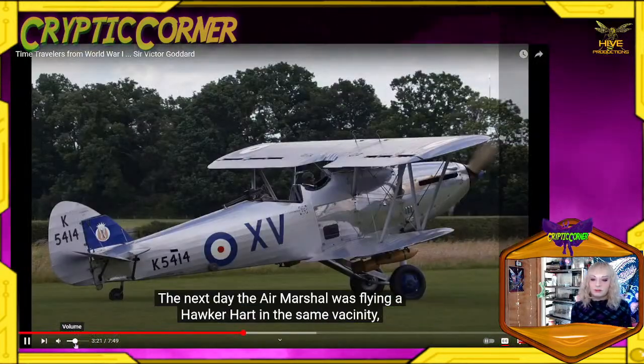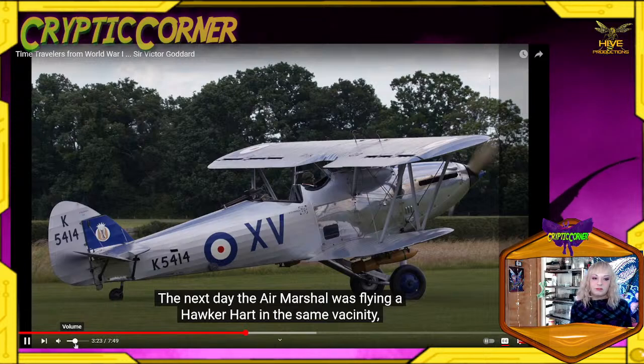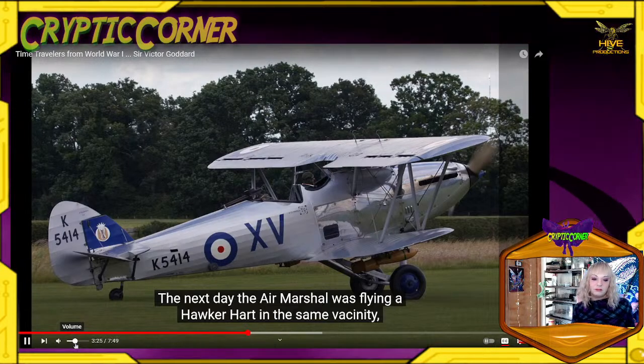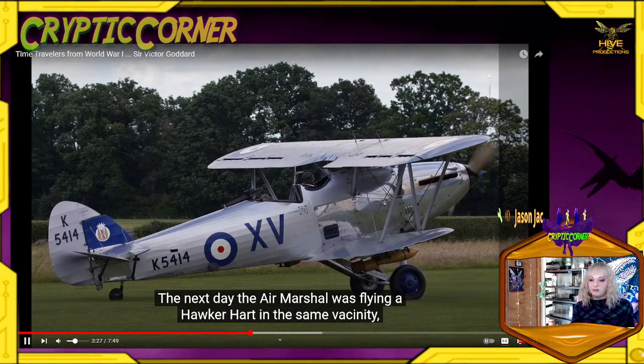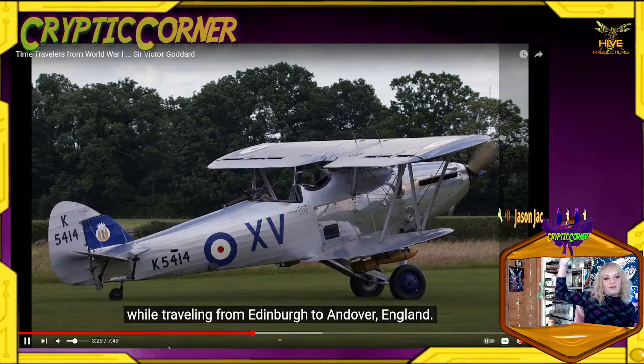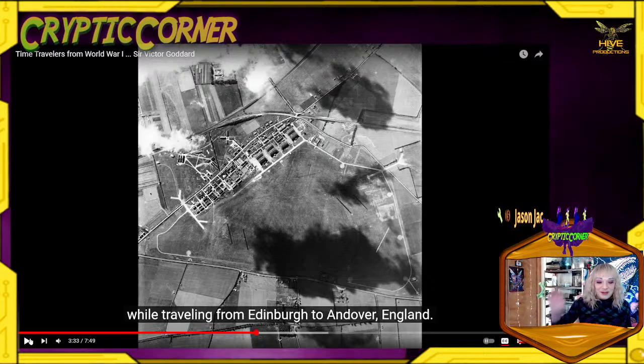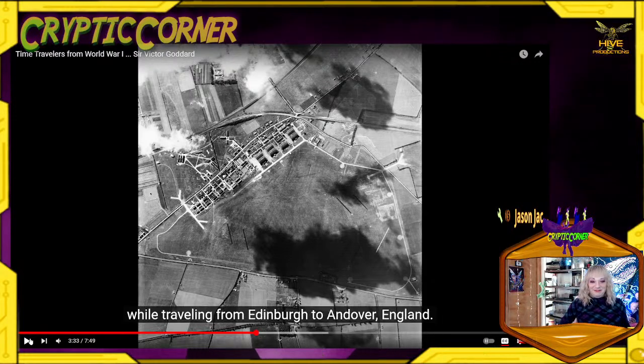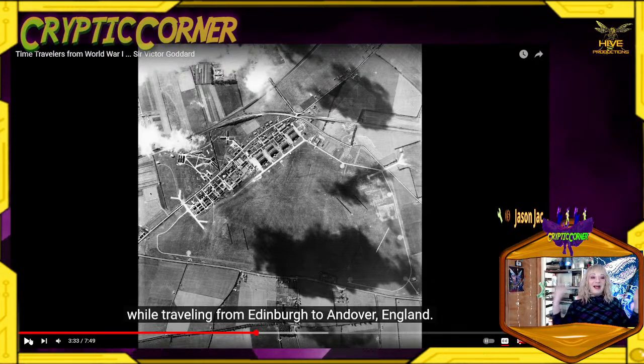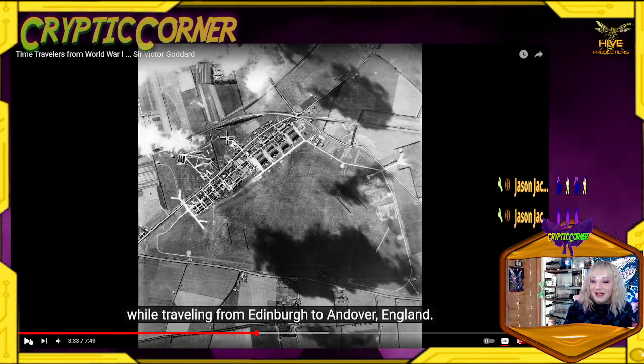The next day, the Air Marshal was flying a Hawker Hart in the same vicinity, while traveling from Edinburgh to Andover, England.